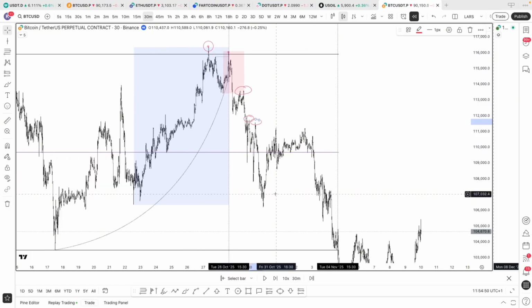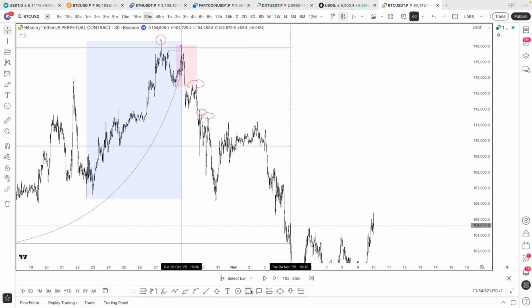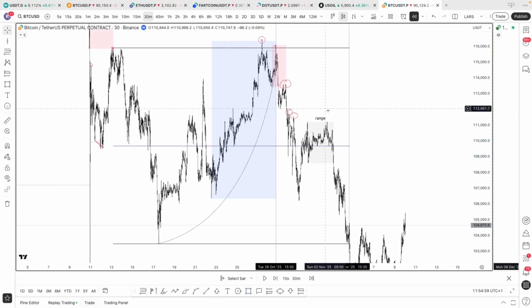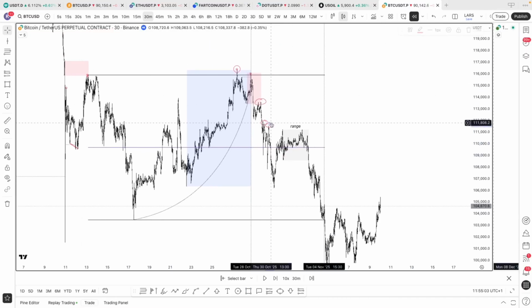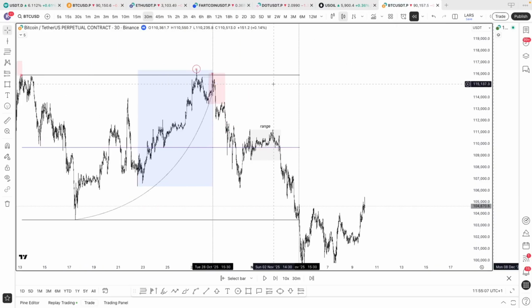Now, from there, we got the rotation back down until we established our new ranging environment. So right here, we are establishing a range as we are in a confirmed bearish order flow objective due to this redistribution model. So any model that we form in here could be TCT and TCT for the low time frame entry for the high time frame target.